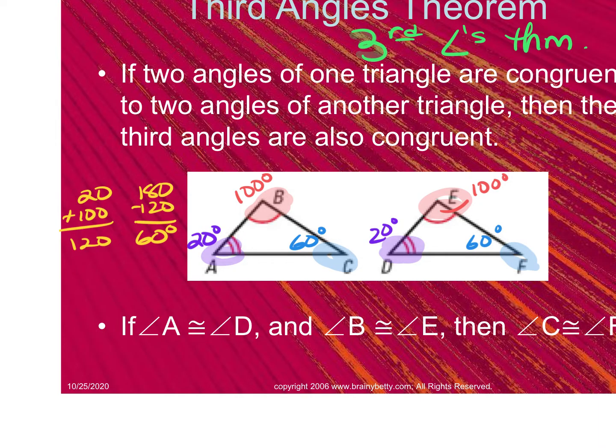So once you know 2 of the angles in a figure, you can find the missing third one by adding and subtracting from 180. And know that if you have 2 pictures of 2 triangles, and if they've already got 2 congruent angle pairs, then automatically that last third one would also be congruent.